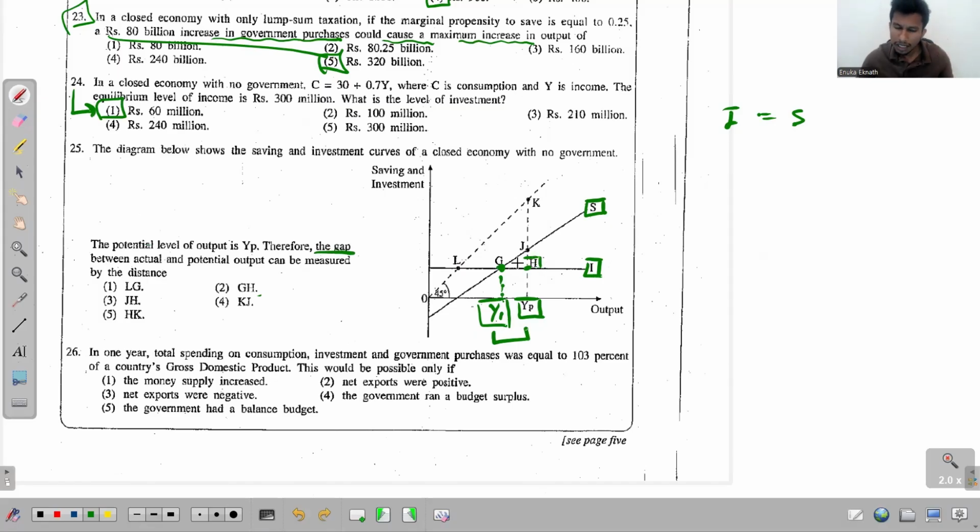So the gap between G and H, right? The gap between G and H shows the gap between actual and potential output of this economy. Hence, this second one becomes the answer for this question 25.